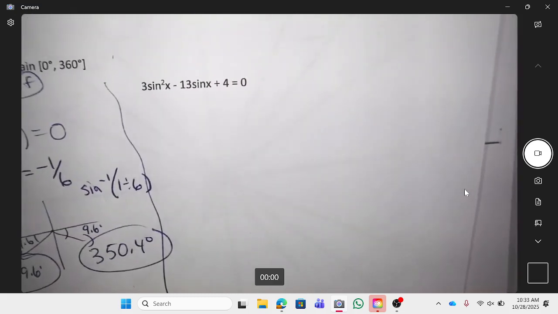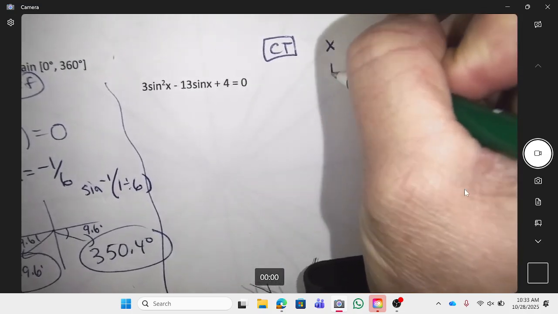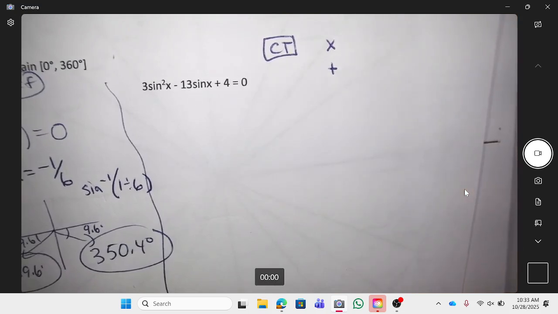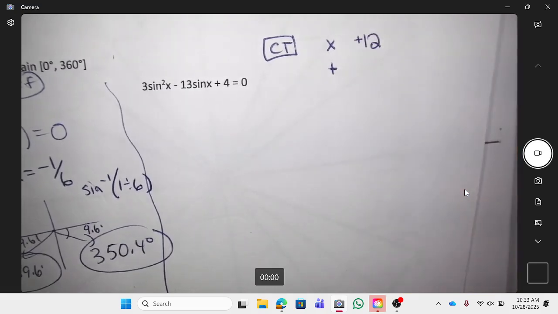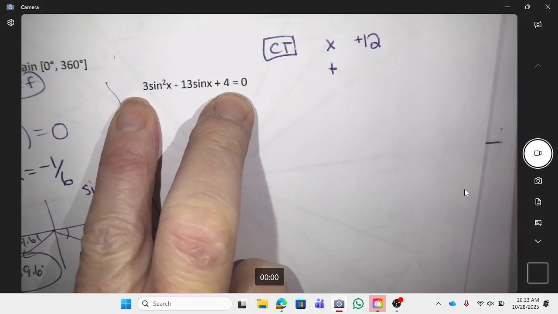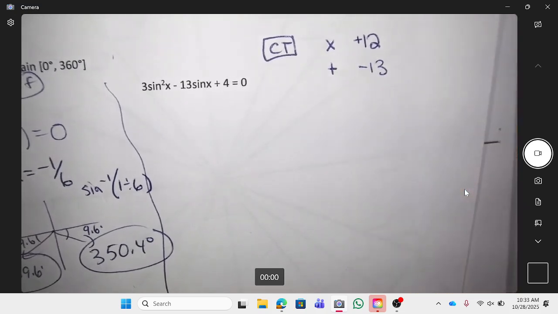Okay, a little bit harder. I need a strategy from last unit. Isolate, simple trinomial, complex trinomial, difference of squares, GCF, or formula. Those are your checklist of things you know. Complex trinomial. Okay, so I have to multiply to what and add to what? I have to multiply to a 12, and I have to add to a negative 13.